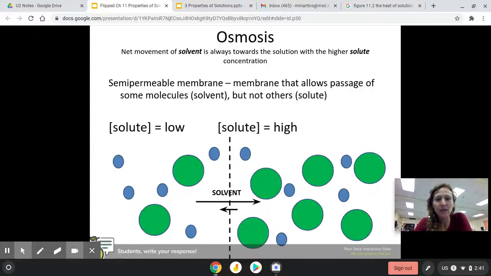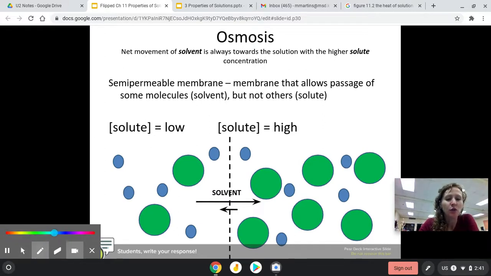Okay, AP Chem. So we have just a couple more topics to cover in chapter 11. One of them is the very last colligative property, which is osmosis. Before we start talking about this, I want you to think of a scenario.